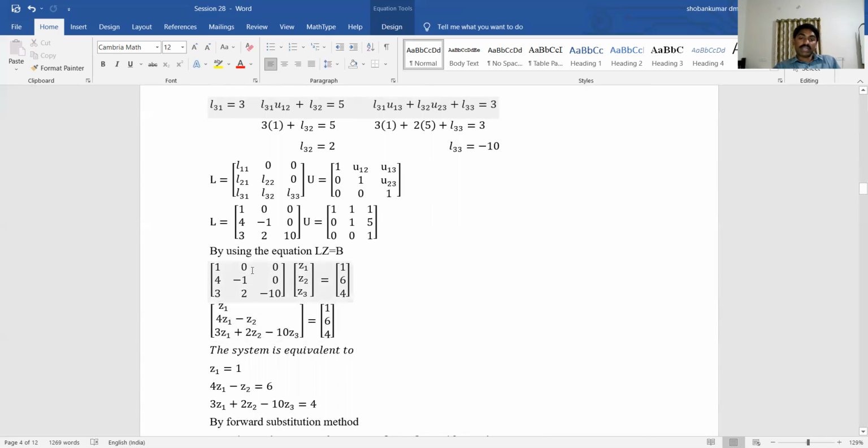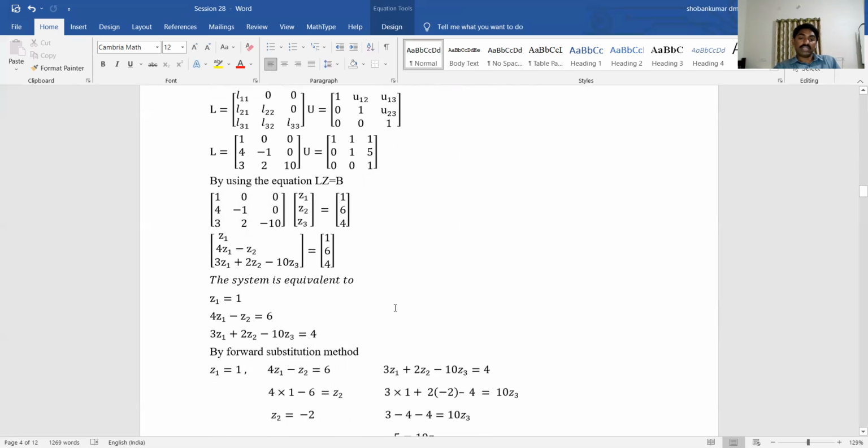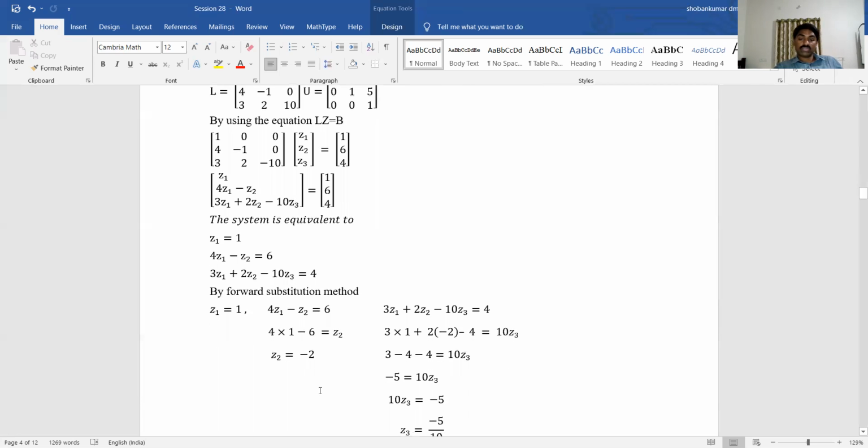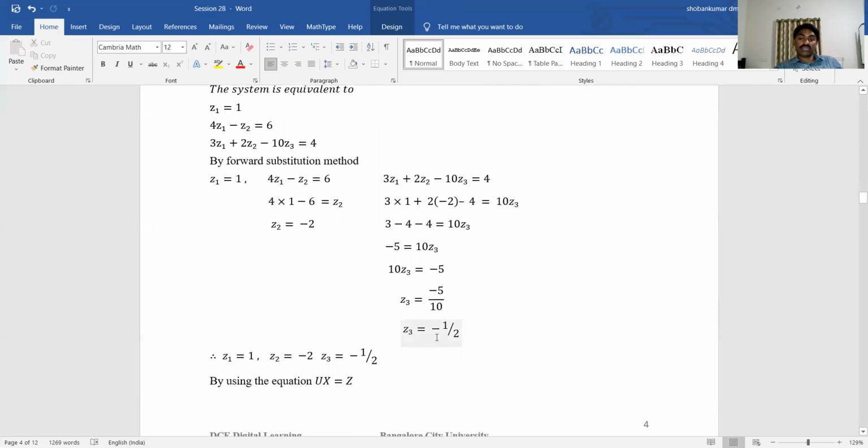Now expand the left hand side and equate the corresponding elements in the right hand side. Here we get three equations: Z1 is equal to 1, 4Z1 minus Z2 is equal to 6, 3Z1 plus 2Z2 minus 10Z3 is equal to 4. By forward substitution, we get Z1 is equal to 1, Z2 is equal to minus 2, and Z3 is equal to minus 1 by 2. Therefore, Z1 is 1, Z2 is minus 2, Z3 is minus 1 by 2.